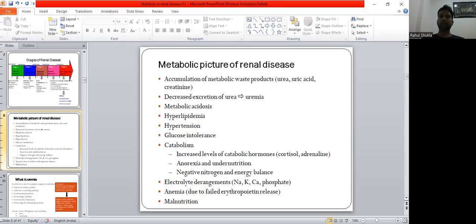And because of erythropoietin deficiency, anemia also appears as the stage of CKD progresses. And because of anorexia, nausea, and uremic toxins, malnutrition also appears.